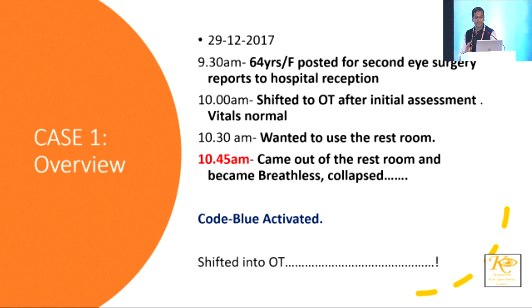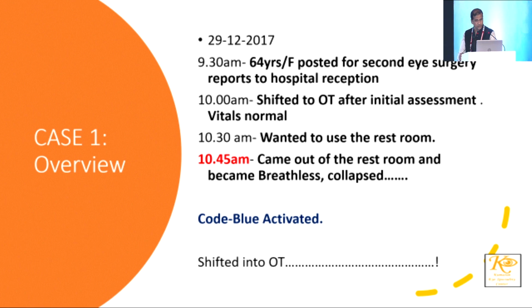So this was a patient who presented to us in 2017, a 64-year-old female who had come to a hospital for the second eye surgery. The first eye surgery was done 4 to 5 days back, uneventful. She was very happy. She came to the hospital. The initial assessment was done. She was shifted to the theater.